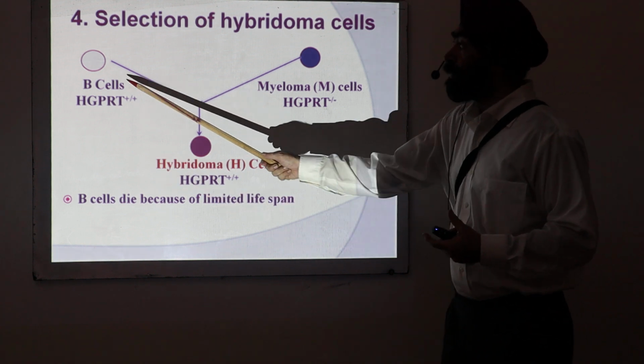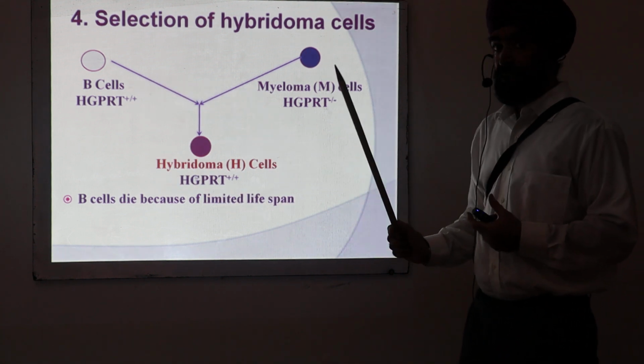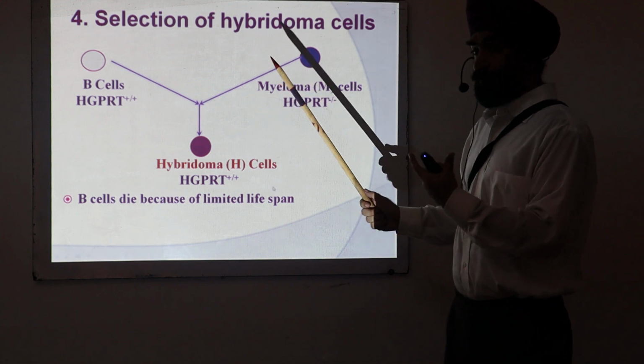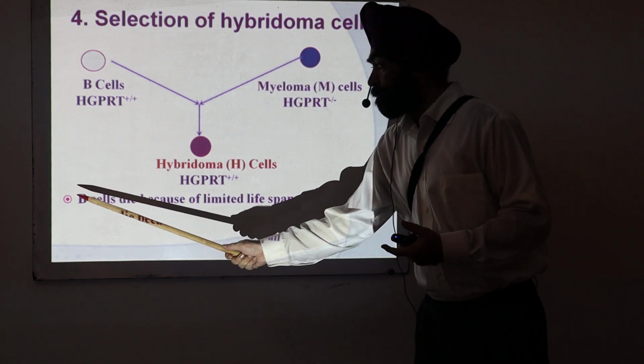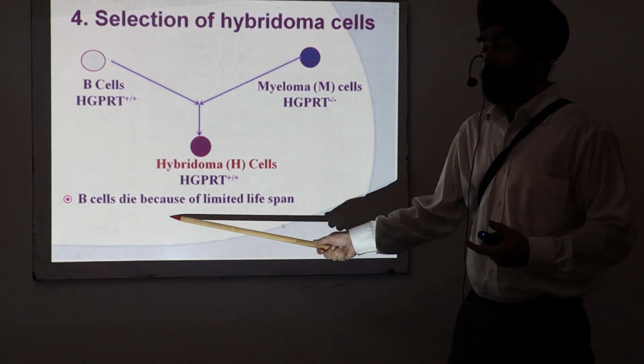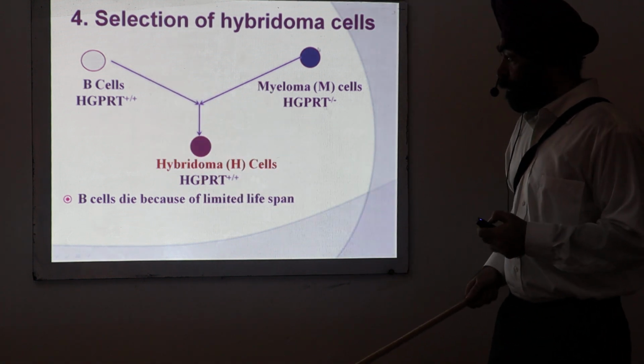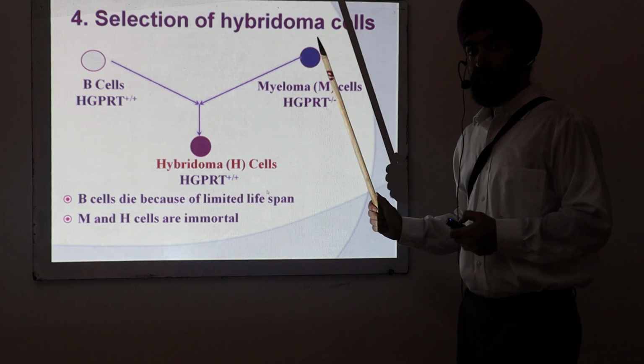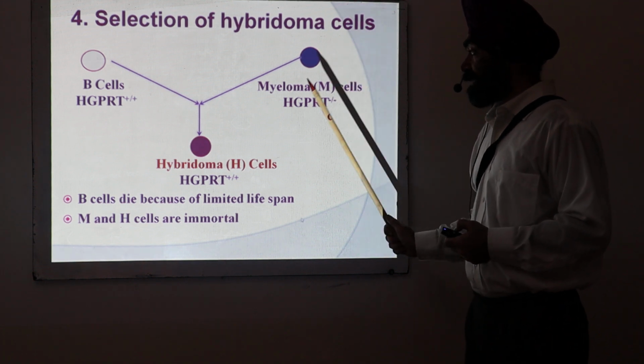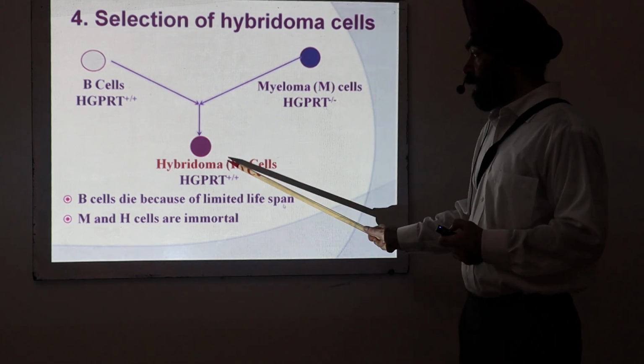But how to remove the B cells and the myeloma cells? That is what I am explaining. In a culture, B cells will die automatically because they have a limited lifespan. Now, in the culture, you are left with two cells, myeloma cells and hybridoma cells, because both are immortal.